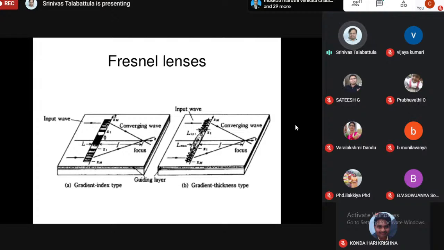So lenses, of course, are also important devices in optics. You can create lenses on the chip. You can change the refractive index, you can have a graded refractive index change, or graded thickness also you can change, and you can get a lensing operation. You can use this lens for beam expansion or beam convergence.